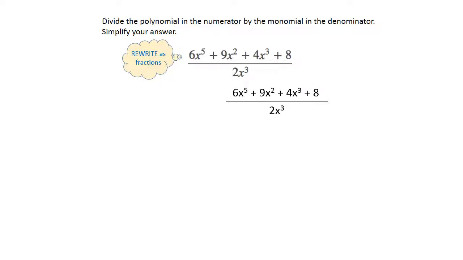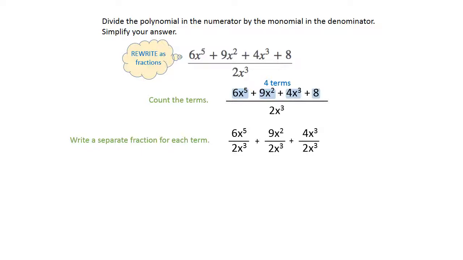So write the expression down and count the terms in the numerator. There's 1, 2, 3, 4 terms in the numerator, and we're going to write a separate fraction for each term, and each fraction is going to have 2x to the third in the denominator. So your first one's going to be 6x to the fifth over 2x to the third, and so on. Each fraction is separate, and I'm putting pluses in between the fractions because there are pluses in between the terms in the numerator. The next thing we need to do is reduce all of those fractions that we wrote.